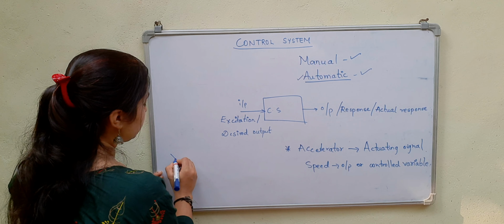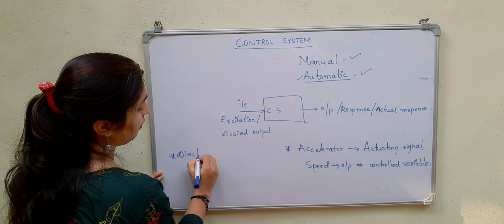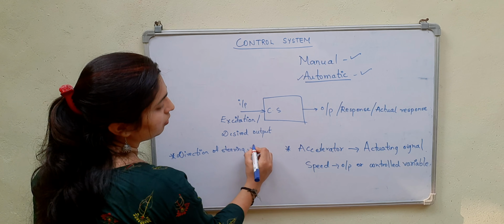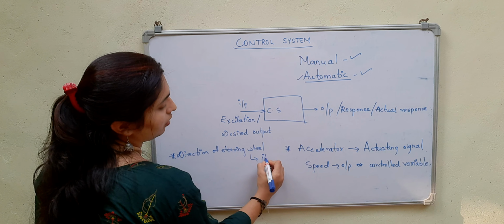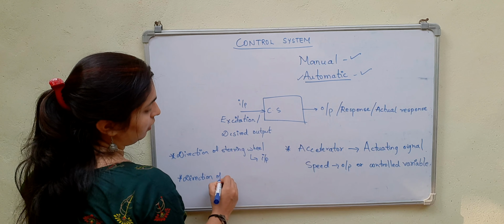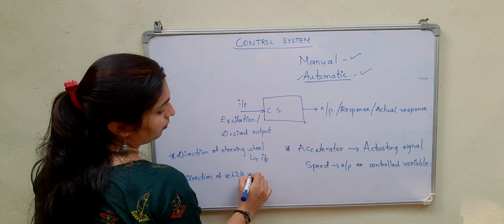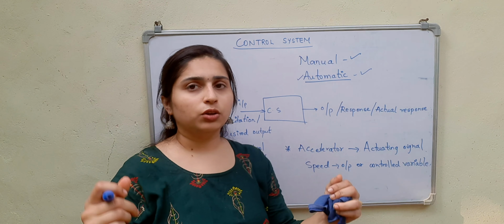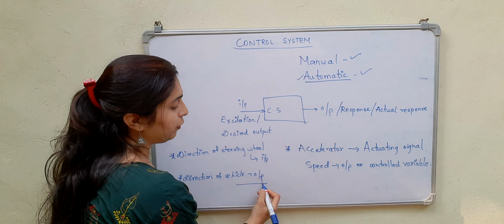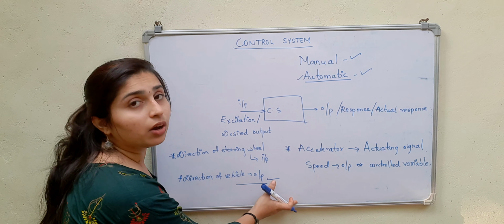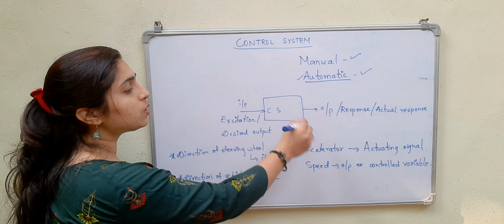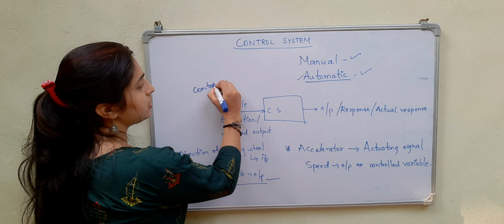Similarly, we can also consider the direction of the steering wheel as input, and the direction of the vehicle will be your output. In whichever way you turn your steering wheel, the front wheels start moving that way. So that will be your output. This is the input, and you are going to get the output. So this is also an example of a control system.